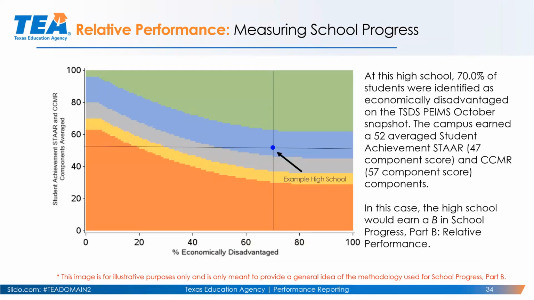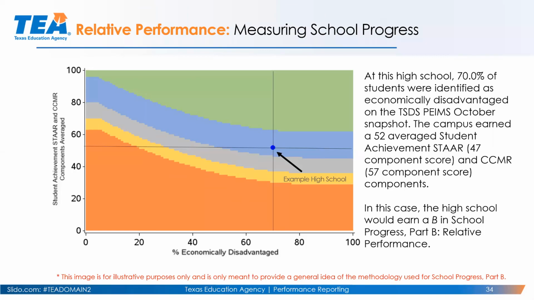So let's walk through an example of how to calculate relative performance results for a high school that has STAAR and CCMR data. So we have an example high school, and at this high school, 70% of students were identified as economically disadvantaged on the TSDS PEIMS October snapshot. This campus earned a 52, which is the average of the student achievement STAAR component score of 47 and a CCMR component score of 57. So 47 plus 57 equals 104, which is divided by 2, and that gets me my 52. That's the y-axis line.